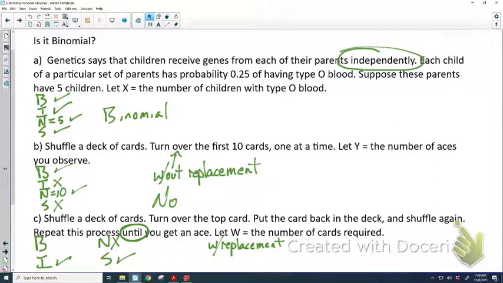And then I don't even know if I can say it's binary. Like we're going until we get an ace, but yet W doesn't represent an ace or not. So it's a little different. I don't know. I'm not even going to put an X on B because it's kind of binary. I don't know. We'll deal with this later. This is called geometric because of the until.